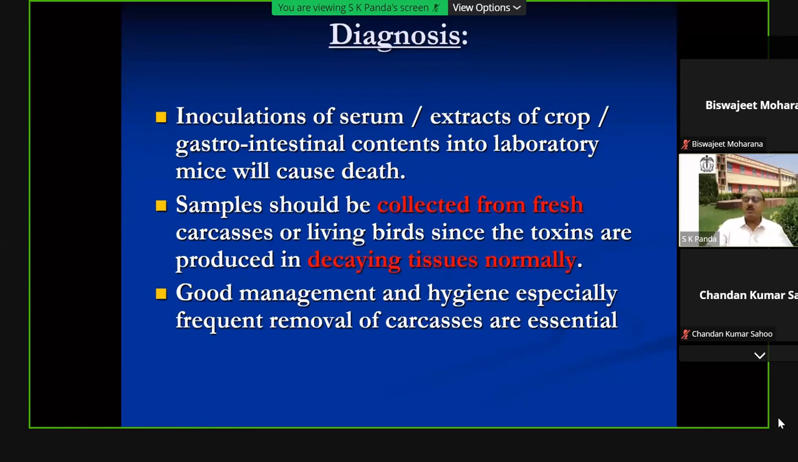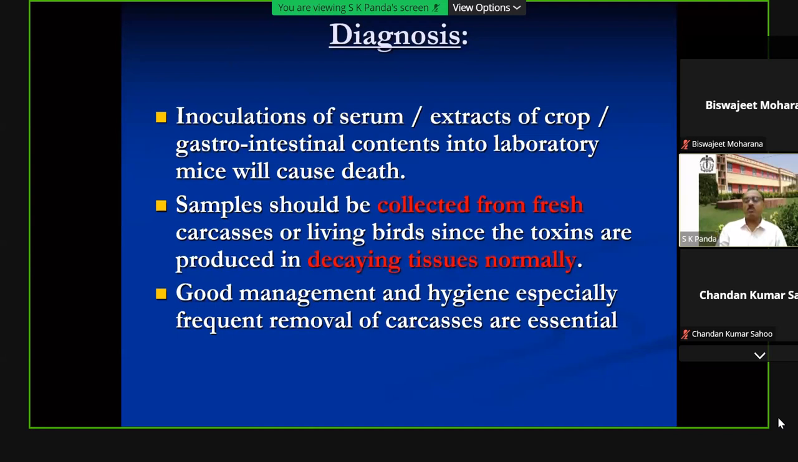Specifically, cultural examination is very difficult, because you need an anaerobic environment for cultural examination of these clostridial species. So normal cultural examination is not applied here in case of clostridial examination. At the same time, they produce exotoxins, so you will not find bacteria after a few times.